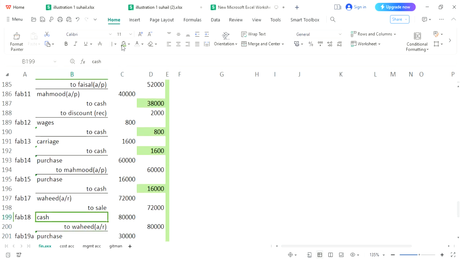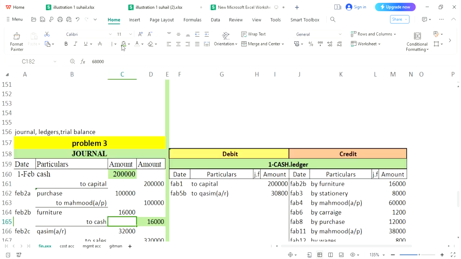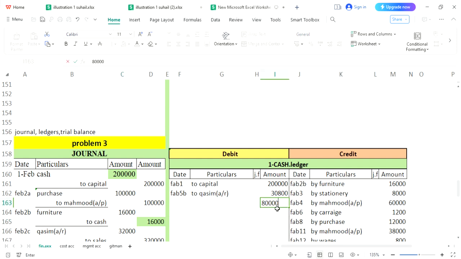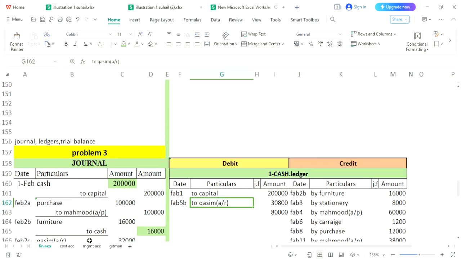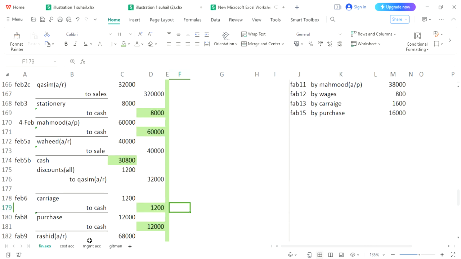Yes, we have found out February 18, 80,000 is debited. So we'll go to the debit side. We'll put 80,000 in amount column. Let's see why 80,000 was debited. You can see 80,000 is debited and Wahid is written on the opposite side. We will write to Wahid as reference. It's time to see its date, 80,000.